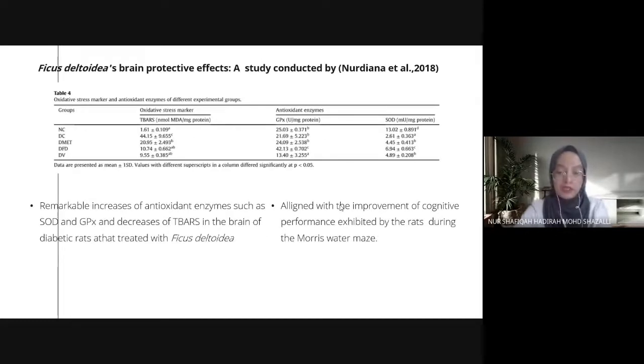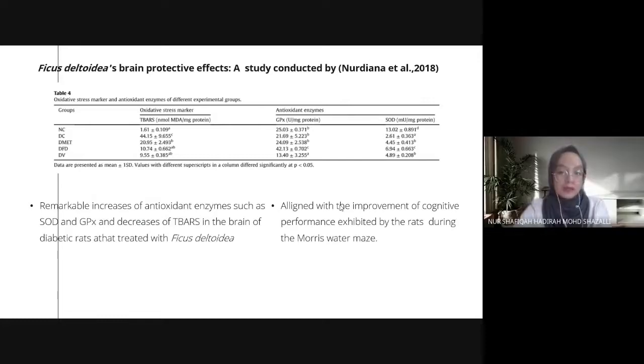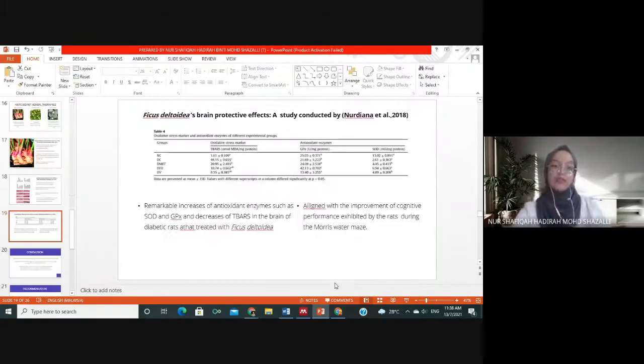Next, we will look at Ficus deltoidea's brain protective effects, a study conducted by Nordiana et al., 2018. We can see a remarkable increase of antioxidant enzymes such as SOD and GPx, and a decrease of thiobarbituric acid reactive substances in the brain of rats treated with Ficus deltoidea.